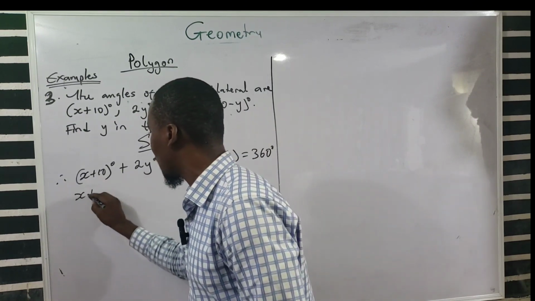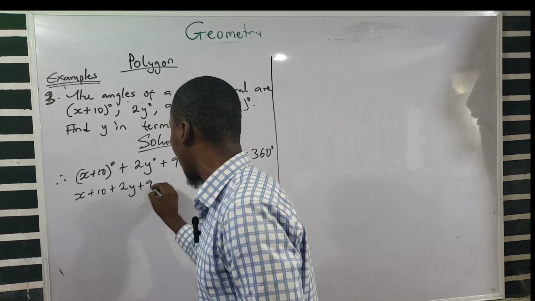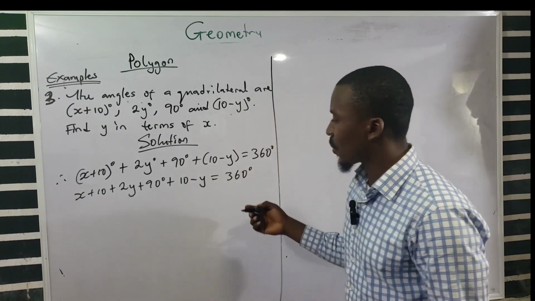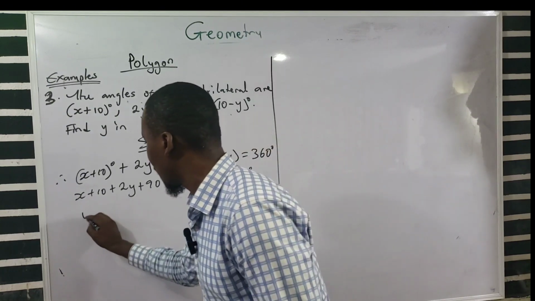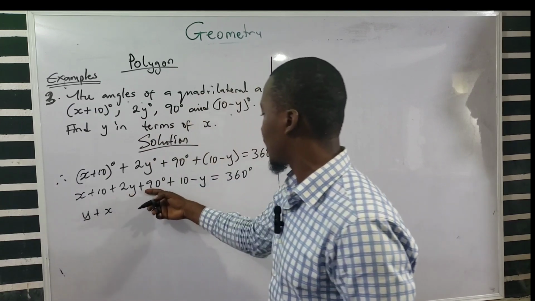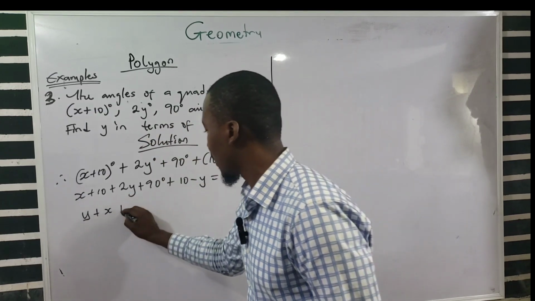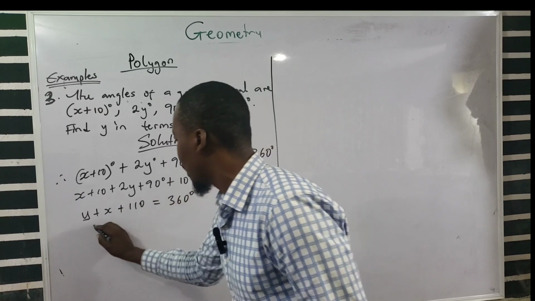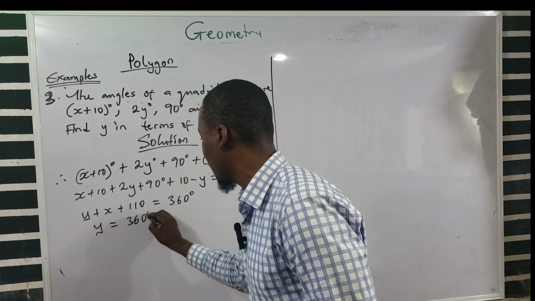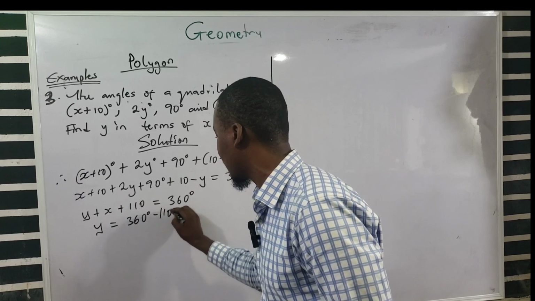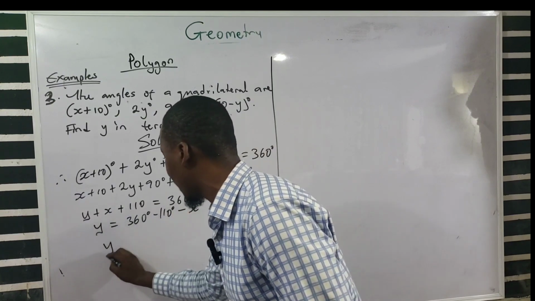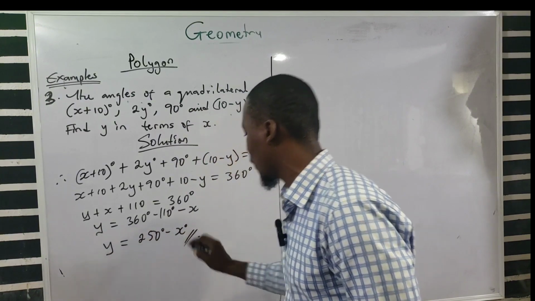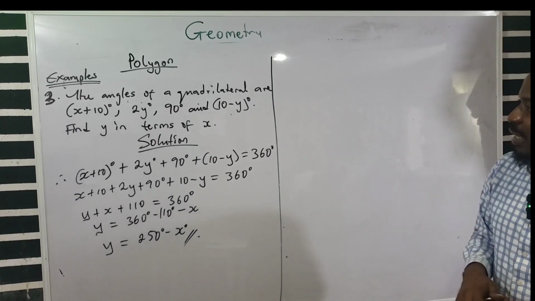That will give you x plus 10 plus 2y plus 90 plus 10 minus y equals 360 degrees. So collect like terms. 2y minus y will give you y, plus x. 10 plus 90 plus 10 gives you 110, equals 360 degrees. So take everything here. You have y equals 360 degrees minus 110 degrees minus x. Therefore, y equals 250 degrees minus x degrees. So that's what you have as your y in terms of x.